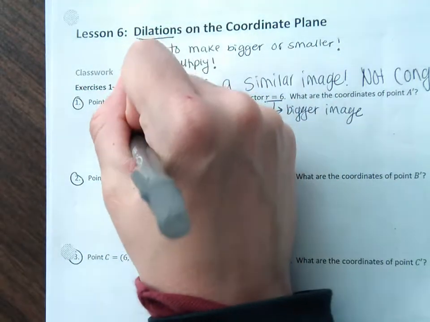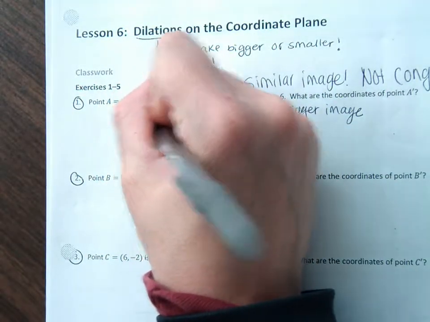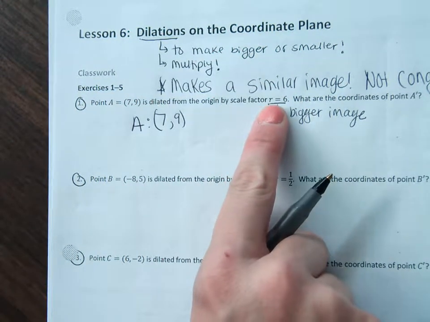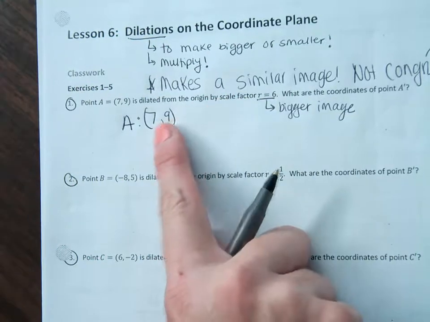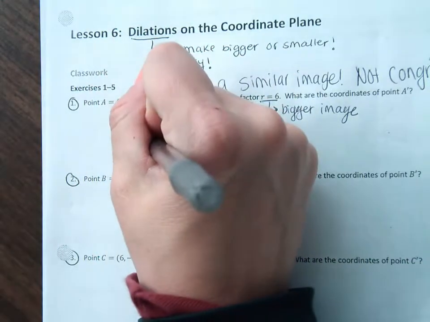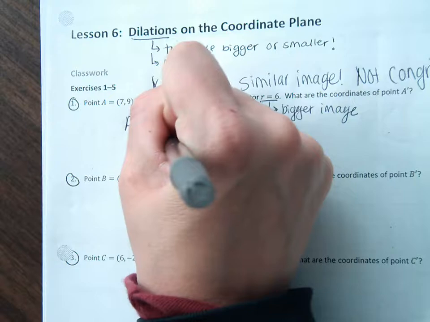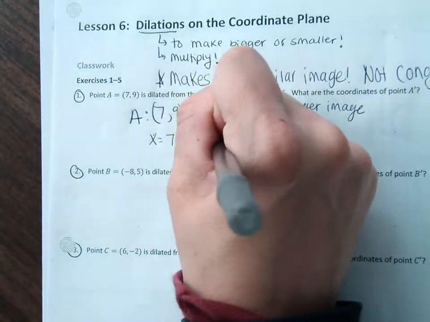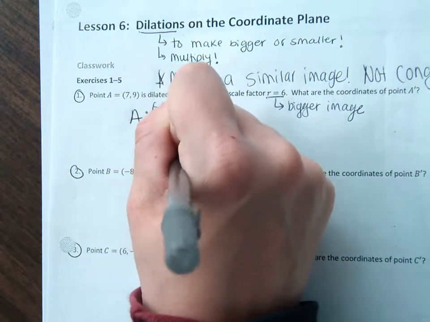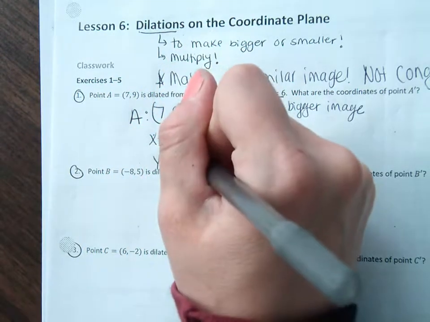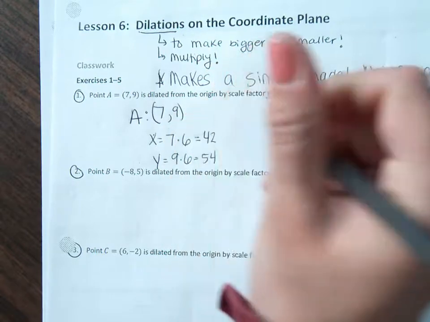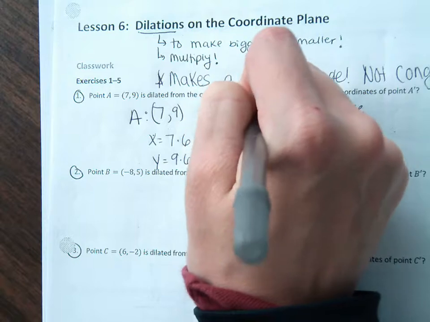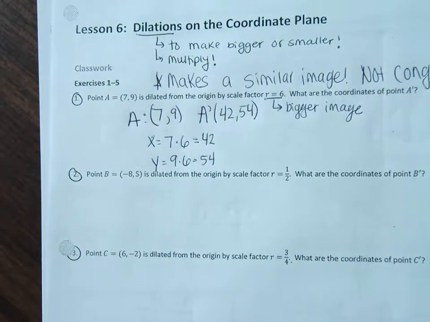So my A is located at 7, 9. So we are going to multiply both parts of our ordered pairs by the scale factor. So we have our x coordinate is 7 times 6, which is 42. And our y coordinate is 9 times 6, which is 54. So my A prime location is at 42, 54. So our image got bigger.